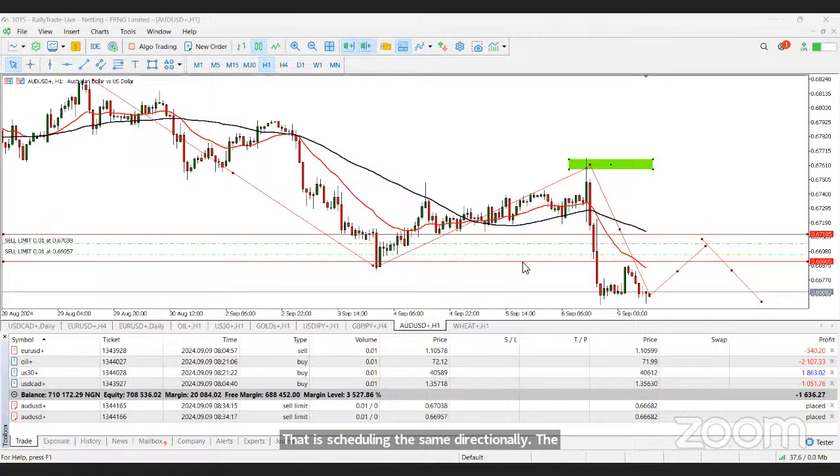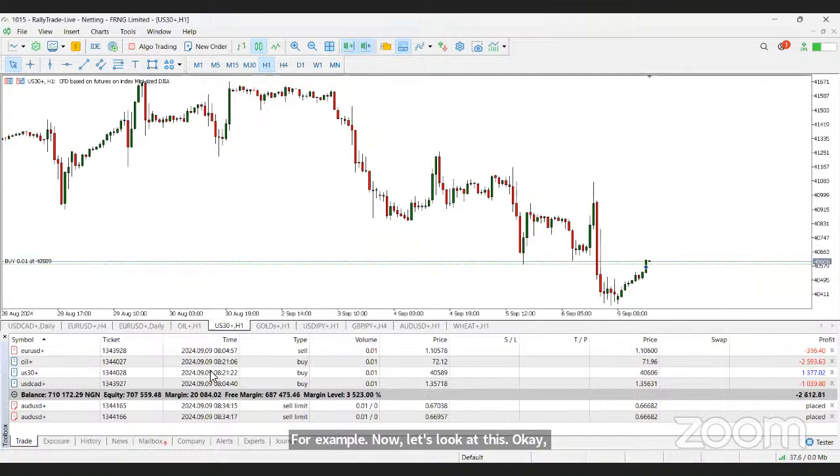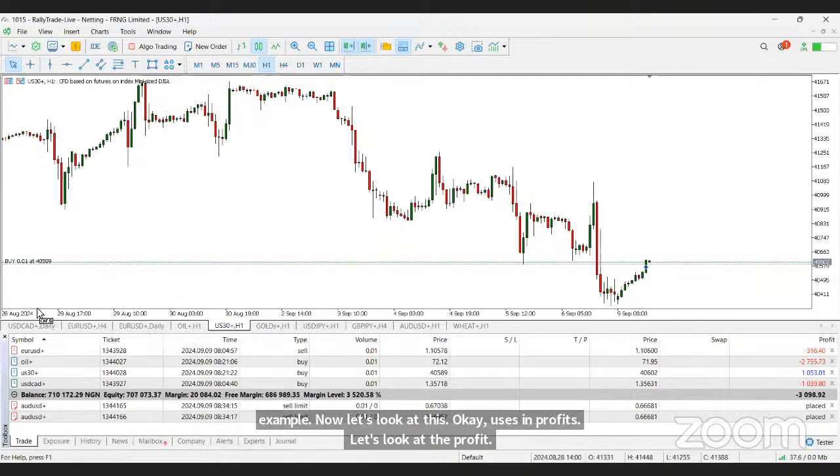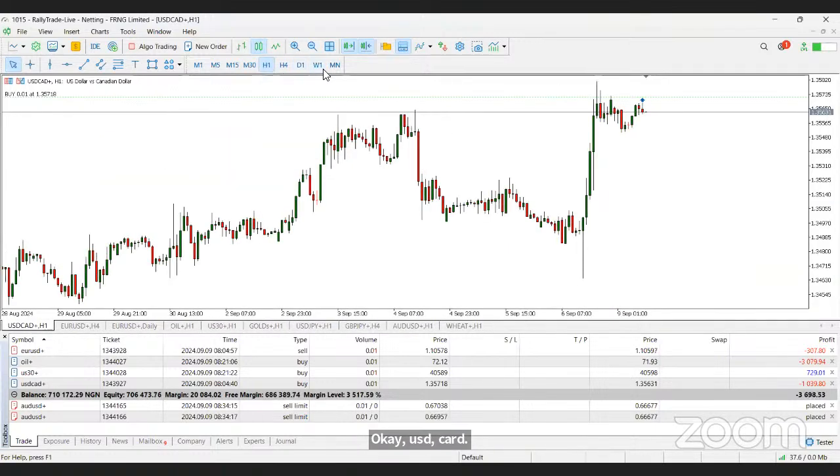Hedging in the same direction is I pick a sell. I don't know if everybody understands what hedging means. For example, now let's look at this. US30 is in profit. Let's look at the one that is not in profit, say, for example, USD CAD. Now I'm going to go to the 1 hour chart. Let's answer that question.